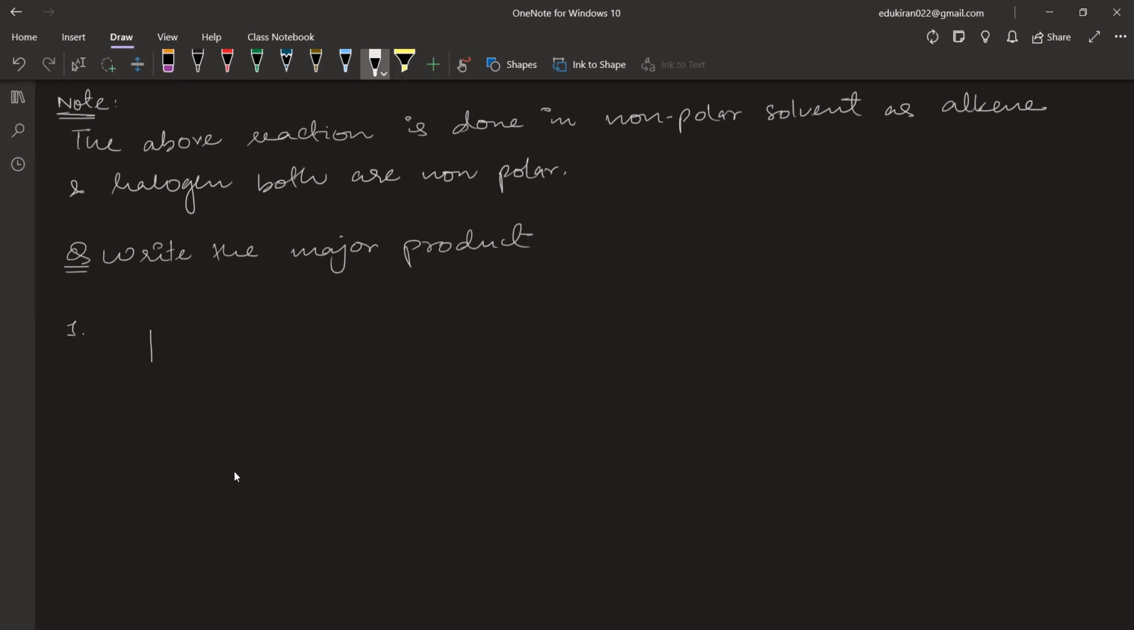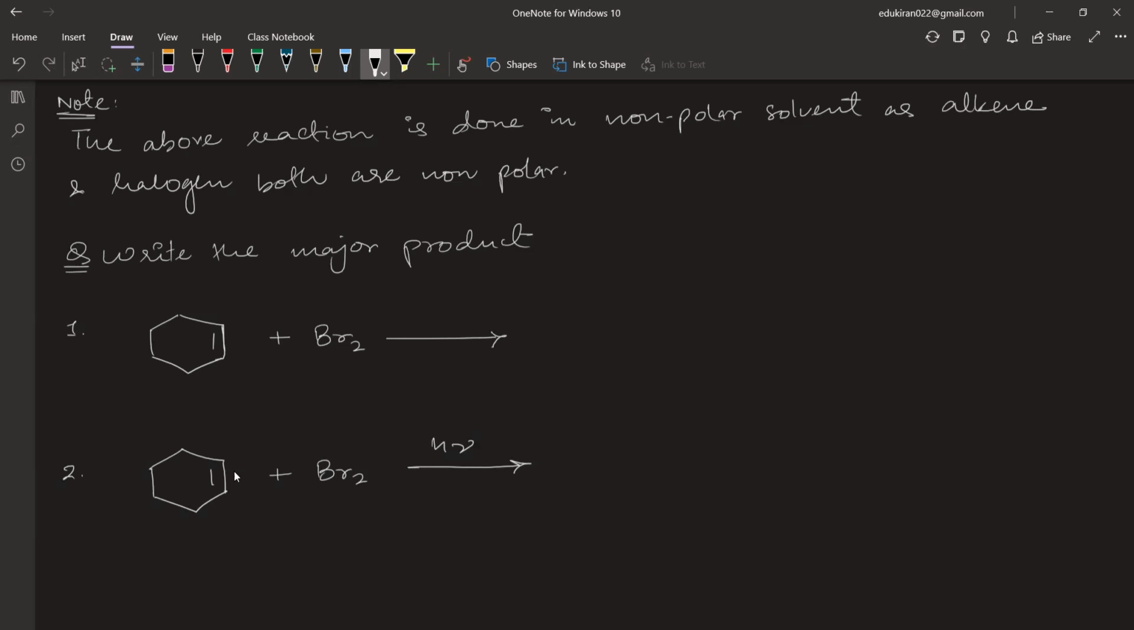First reaction is plus Br2. Then what will be the product? Second reaction is, you have the same thing plus Br2 in the presence of H nu. तब क्या product होगा? Okay.